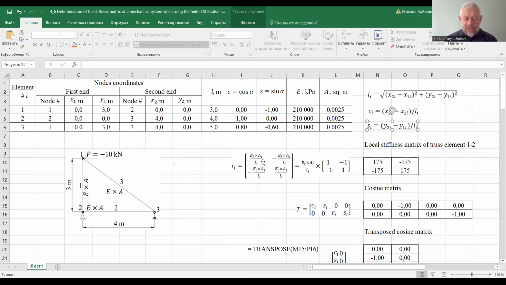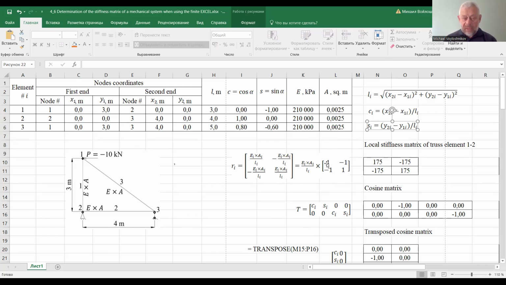This is the stiffness of rod finite element: E, modulus of elasticity, multiplied by the transverse section area A, divided by the length of the finite element. So for the first finite element, there will be index 1, E1, A1. We have the same E, A for the second and third elements, but the elements have other lengths: 3, 4, 5 meters. So for the first one, when we substitute, we can derive the common factor out of the matrix. So the matrix will be 1, minus 1, minus 1, 1. It's very easy to remember.